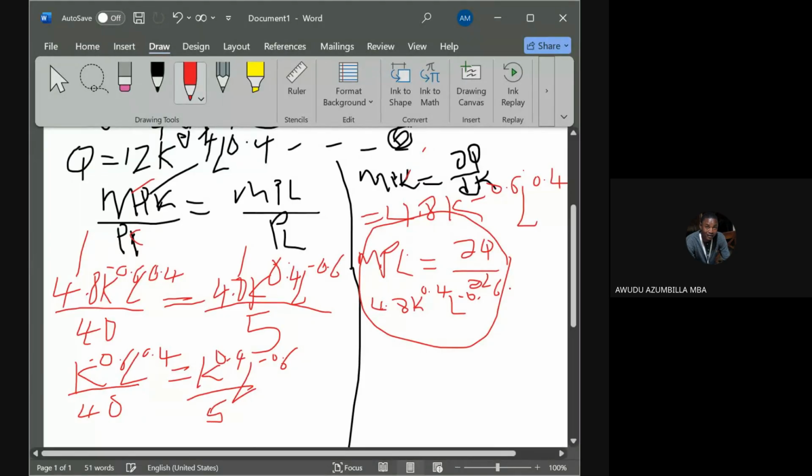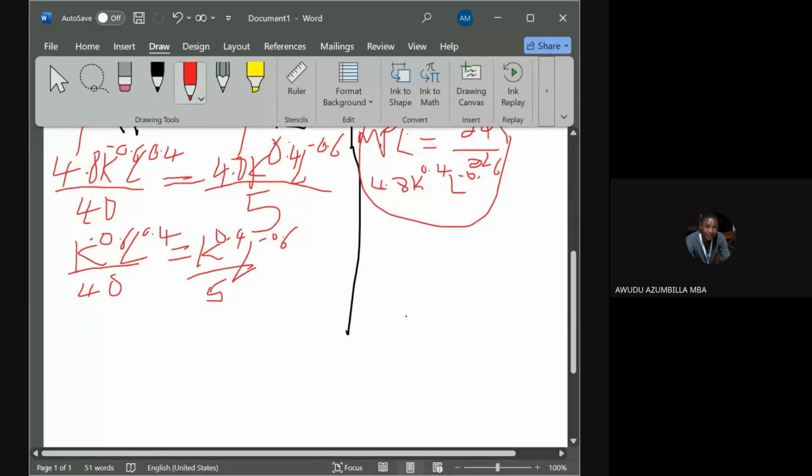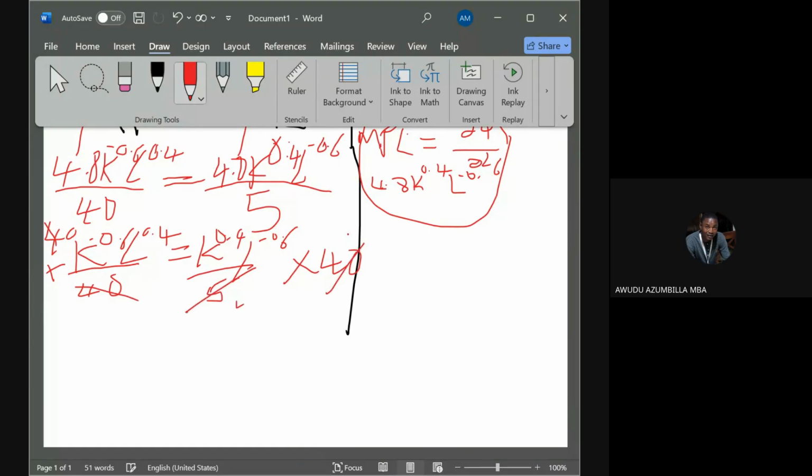Okay. Now let's do something here again. What is the LCM, the lowest common multiple, among this? What is the LCM here? If you have 40 and 5, what is the common number there? 40. So we are going to multiply both sides by 40, so that this 40 can cancel off this 40. And then this 5 goes to 1, and 5 here goes to 8. I hope that is clear.